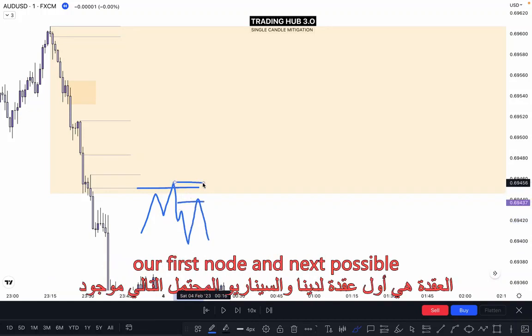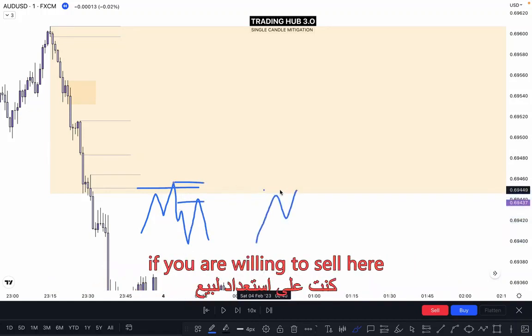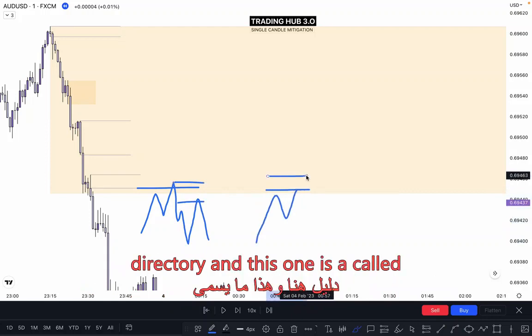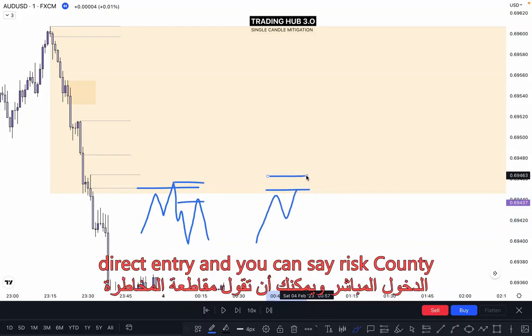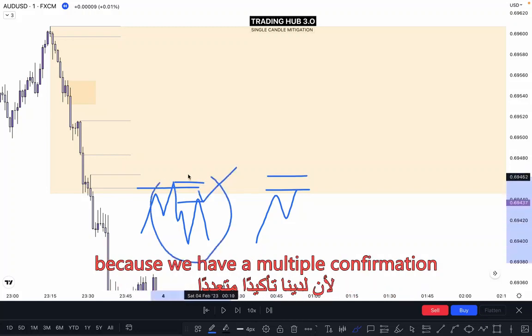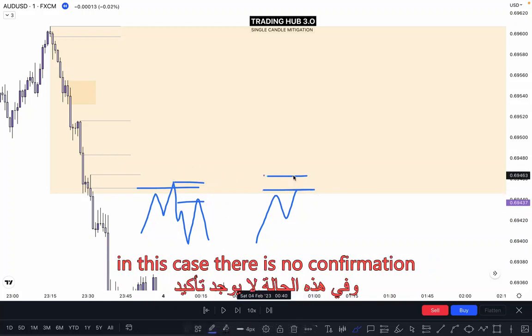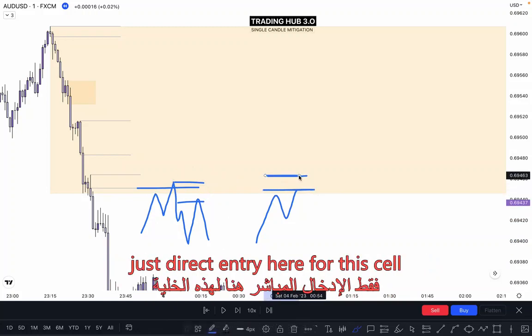So this one is our first scenario. And the next possible scenario is here, if price taps here and you are willing to sell here directly. This one is called direct entry, or you can say risk entry, and this one is called reduced risk entry, because we have multiple confirmations here for a sell in a lower time frame, and in this case there is no confirmation, just direct entry here for this sell, correct?